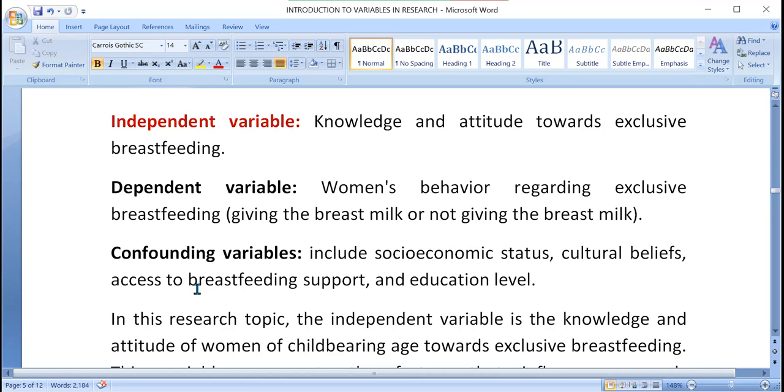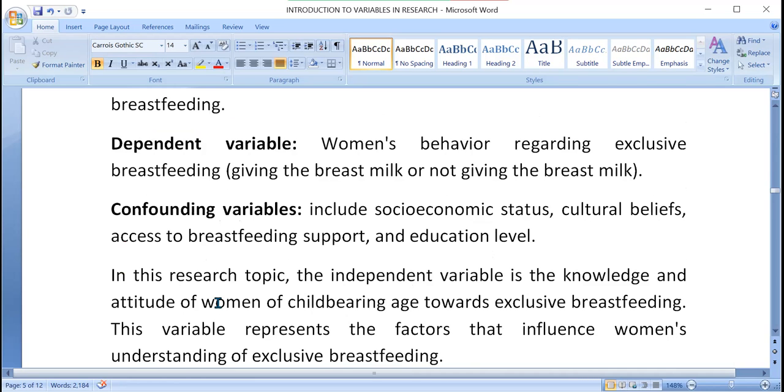Whereas the knowledge, we don't see the knowledge, but we can assess and manipulate the knowledge and attitude that is having an effect on the behavior known as exclusive breastfeeding. Now, what is the confounding variable? The confounding variables include socioeconomic status, cultural belief, access to breastfeeding support, and educational level.